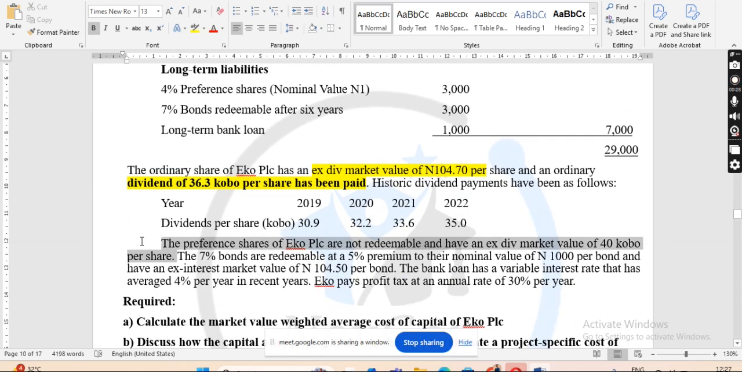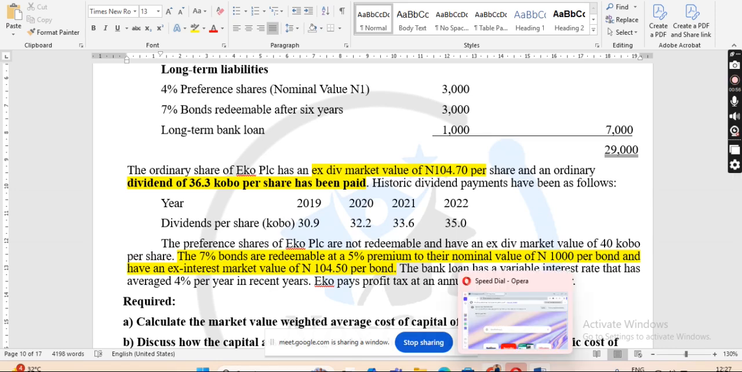Now, let's quickly go to the paragraph that talks about this. You can see that yesterday we were able to establish the preference shares as the cost of debt. Now, this part is for redeemable debt. What is this redeemable debt? You can see from the question, we're given that the 7% bonds are redeemable at a premium to their nominal value of what?